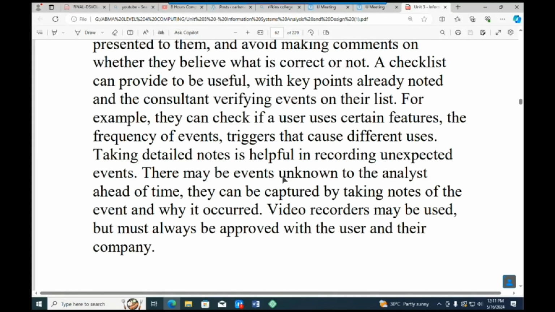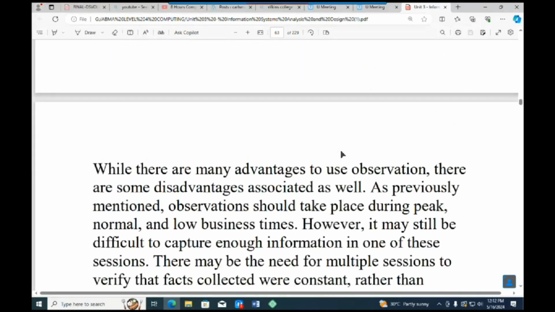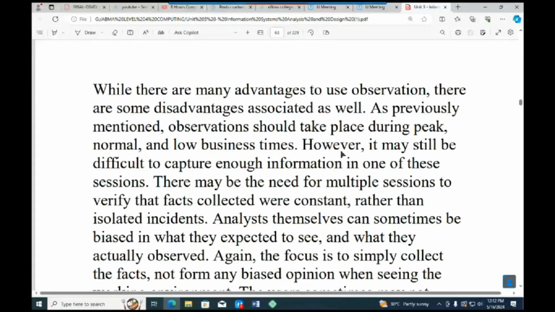It's very helpful to take detailed notes to make sure that you record unexpected events. There may be events that are unknown to the analyst ahead of time. You can really capture those events by taking notes of the event and why that event actually occurred. Here, you can also use video recorders, but for you to use video recorders, you make sure that the user and the company have approved you to use video recorders.